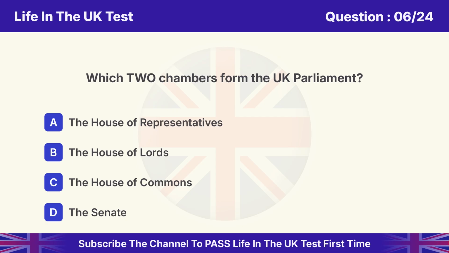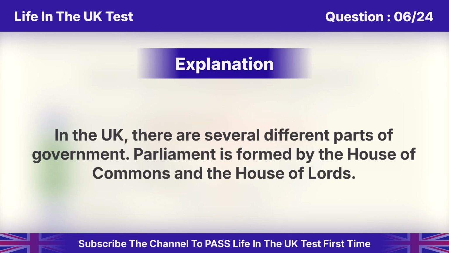Question 6. Which two chambers form the UK Parliament? Option A, the House of Representatives. B, the House of Lords. C, the House of Commons. D, the Senate. Answer is B and C, the House of Lords and the House of Commons. In the UK, there are several different parts of government. Parliament is formed by the House of Commons and the House of Lords.